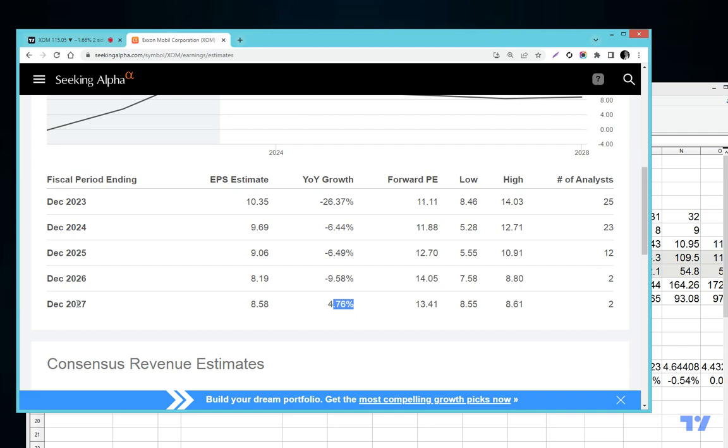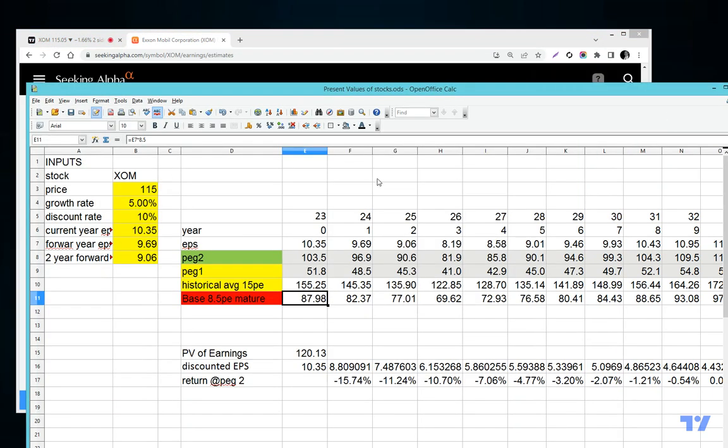I'm going to use my worksheet. We're going to put this data in, and we're going to get a discounted value for those earnings and see what it gives me. So I have my worksheet. I made this. You can make your own. There's a bunch of them online. So I put in XOM. I put in a stock price.